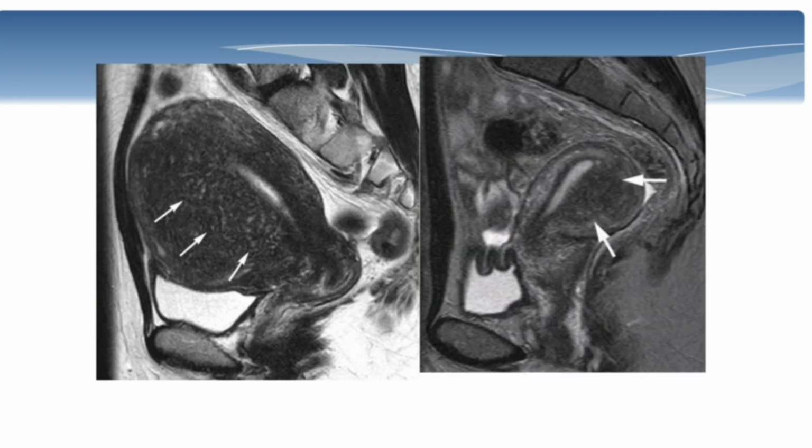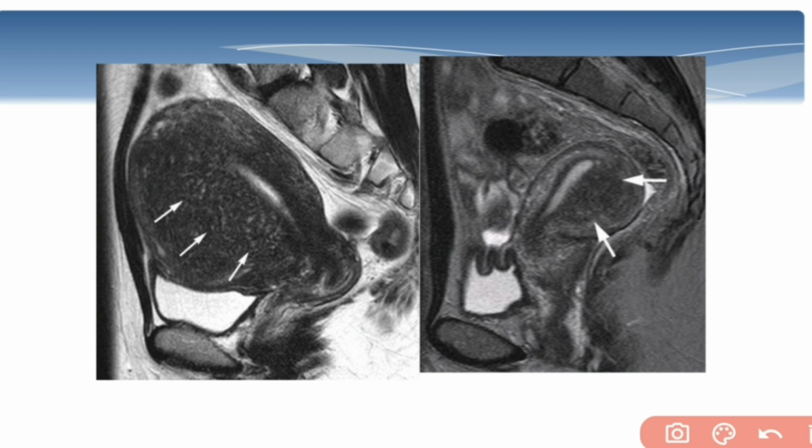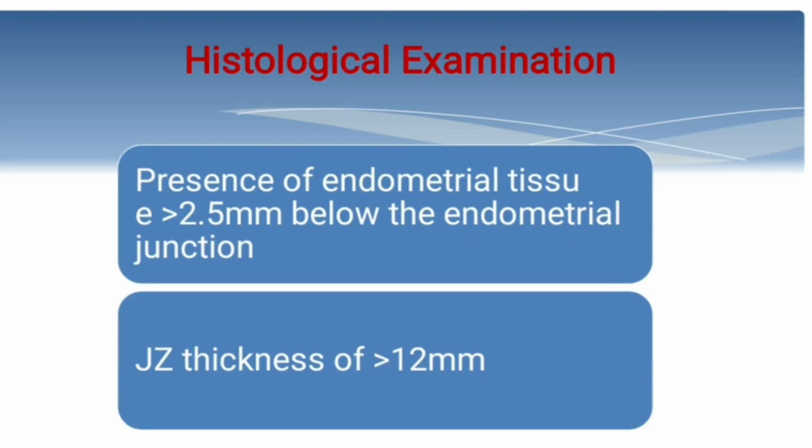Okay. In this figure, we can see the Swiss cheese appearance in the myometrium. These are the diagnostic criteria on MRI that we find in an adenomyotic patient. There are other modalities, but these are the absolute help in aiding diagnosis. These we will discuss later.